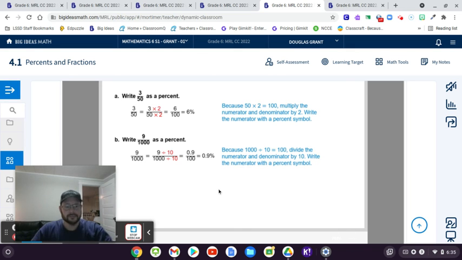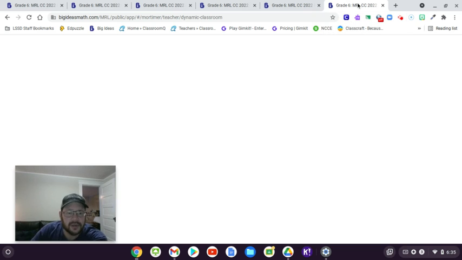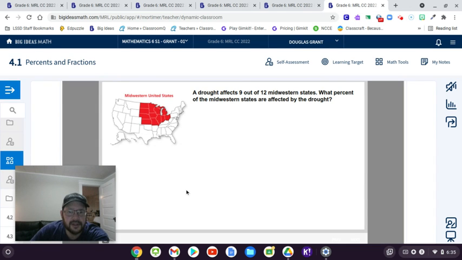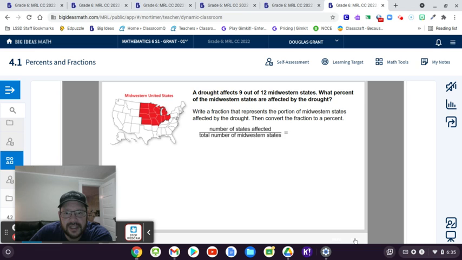Okay, so this last example is a word problem. You're going to have some word problems, and it's also one that's not easy to convert directly into 100. So here we have a drought which affects 9 out of the 12 Midwestern states. What percent of the Midwestern states are affected by the drought? So first you need a fraction. So what fraction are affected by the drought? Yeah, so it's 9 out of 12.